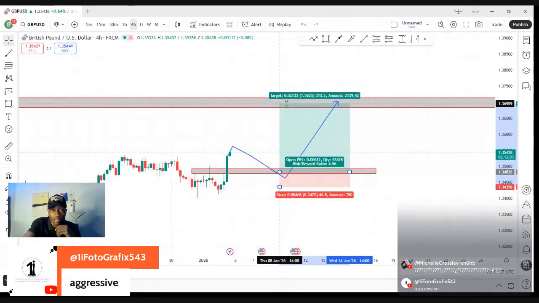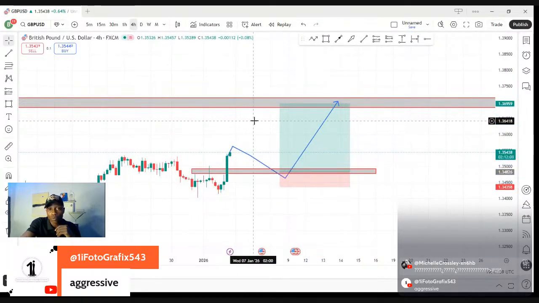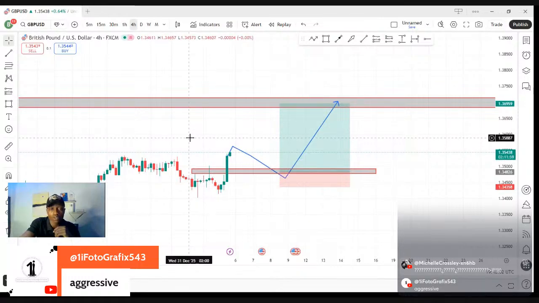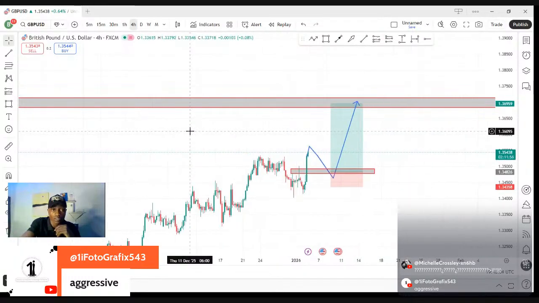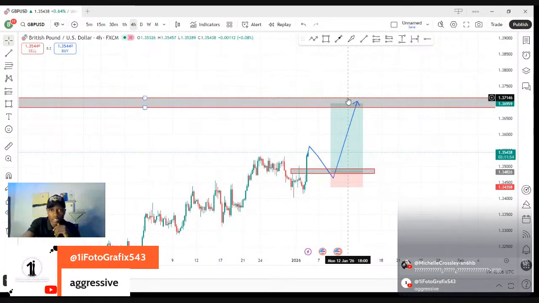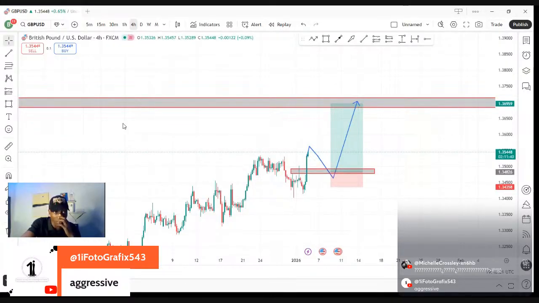My target will be this particular resistance level. This is about 1 to 4.5. This is exactly what I'll be waiting for tomorrow to follow the market to the upside. That's it. If there is any way you are confused, just let me know in the comment section real quick.